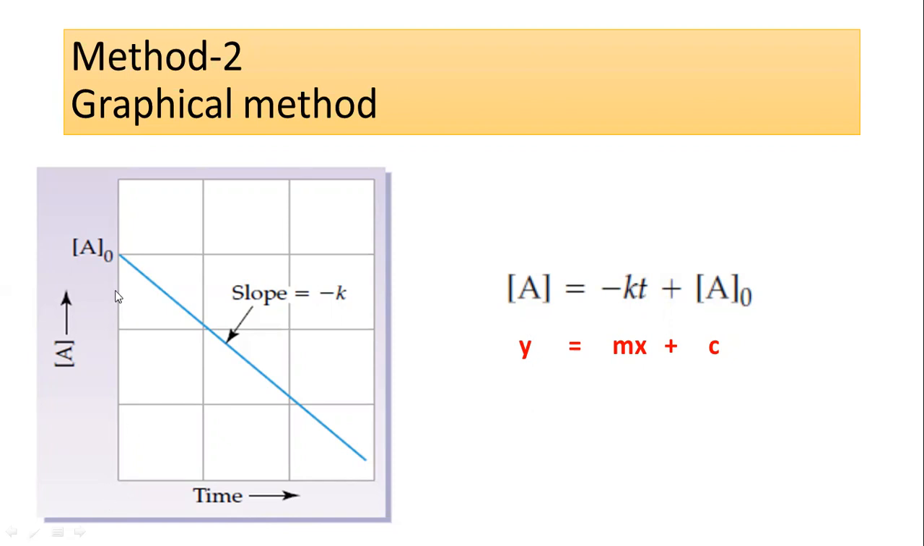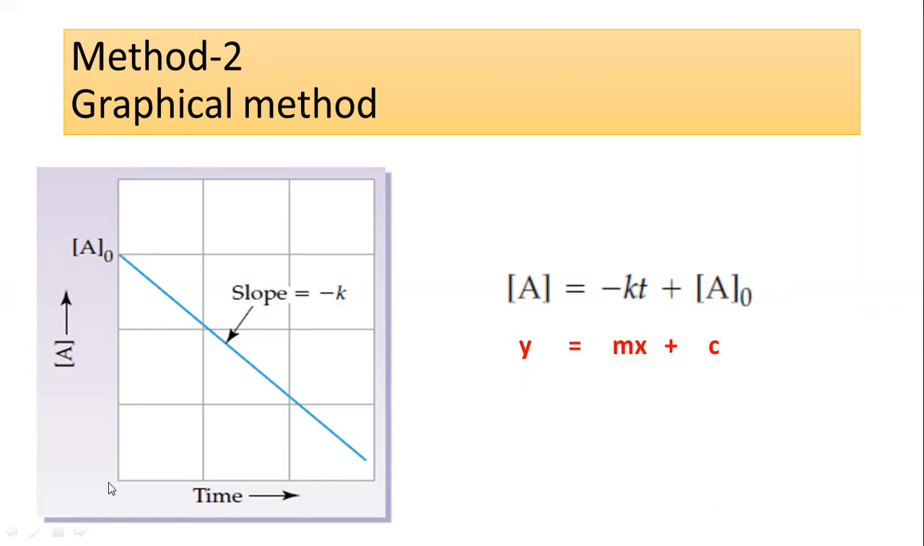And when time is zero, the concentration on the y-axis would be A naught. This is the only concentration at time zero, as I have explained before. So at time zero, the concentration would be A naught. And what would be the intercept from this point to the zero point on the y-axis? This is called the intercept.